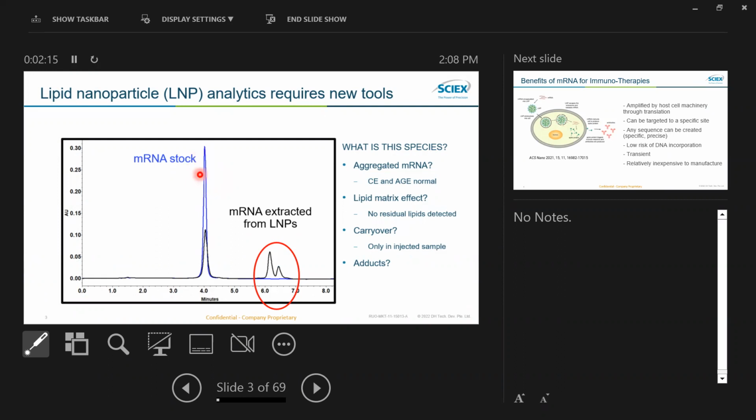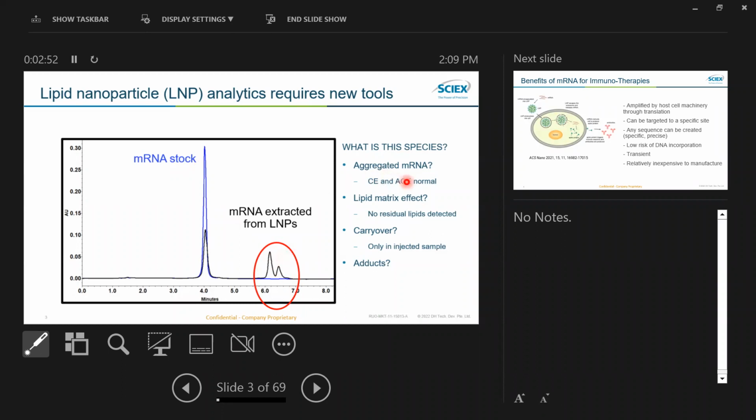mRNA. In blue here, you have a free or naked mRNA that's highly pure. But once this mRNA is formulated or encapsulated within a lipid nanoparticle, all of a sudden, these peaks over here to the right start to show up. And this is a reverse phase chromatogram. So these peaks are at higher, increased hydrophobicity. And for a while, there's been a mystery of what these peaks are.